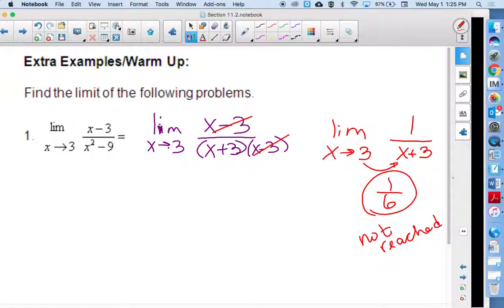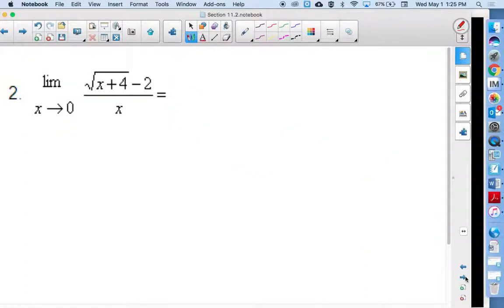Other questions? So the second type of problem, which there were 2 homework problems similar to this, have radicals involved. Again, if you plug a 0 in, you end up with the square root of 4 minus 2, which is 0, divided by 0. So anytime it's 0 divided by 0, indeterminate, that means find another way to solve the problem. How could you solve this one, Brandon? Right, multiply by the conjugate.